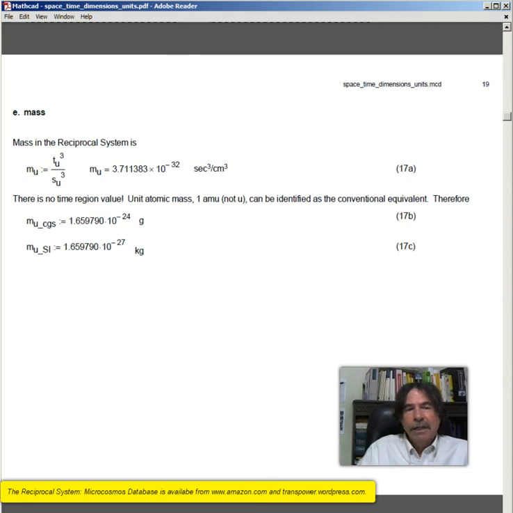Unit atomic mass, 1 AMU, which by the way is not the same as U, can be identified as the conventional equivalent. Therefore, we get the natural unit of mass expressed in conventional terms as 1.659790 times 10 to the minus 24 grams, or 10 to the minus 27 kilograms.